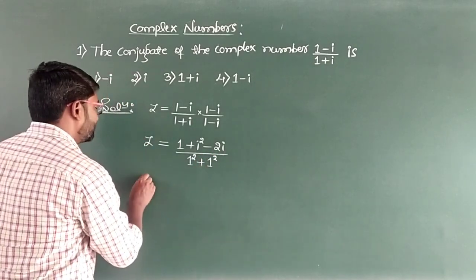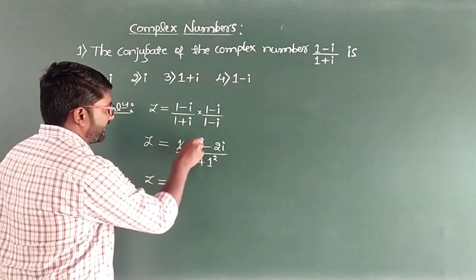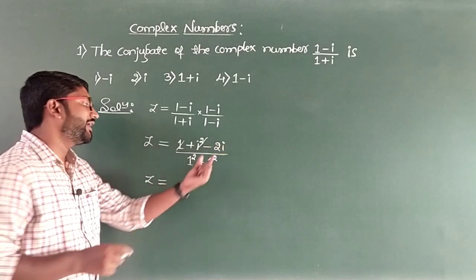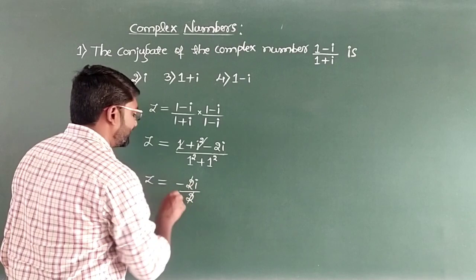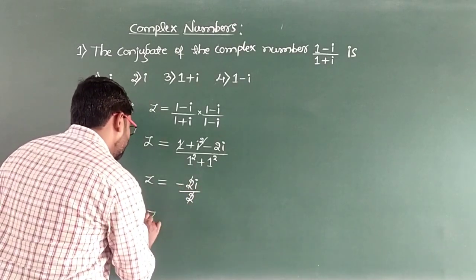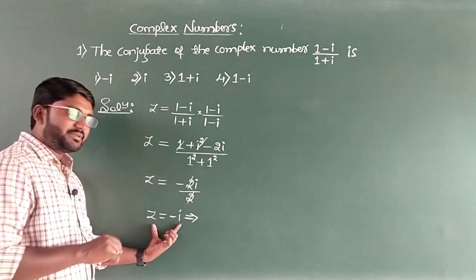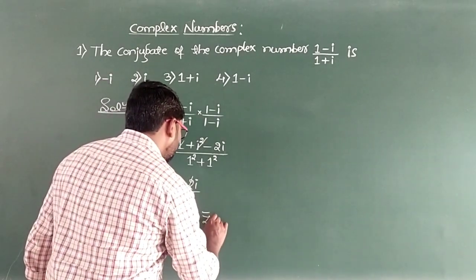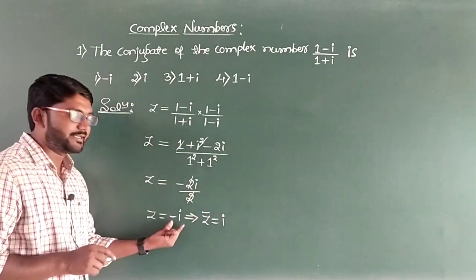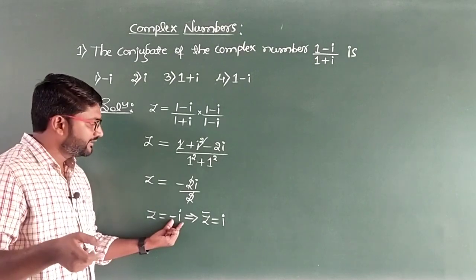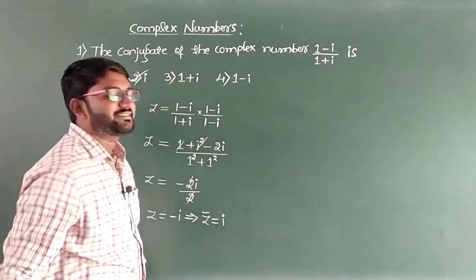So overall what do we have now? z is equal to i square value, which is minus 1, plus 1, minus 1 gets cancelled. We have minus 2i divided by 2. So again 2 gets cancelled. We have minus i. z is equal to minus i, implies the conjugate of this complex number will be z bar, which is equal to i. So we have to change the sign of the imaginary part. Here the imaginary part is minus i, therefore its conjugate is i. So option 2 is the correct answer.